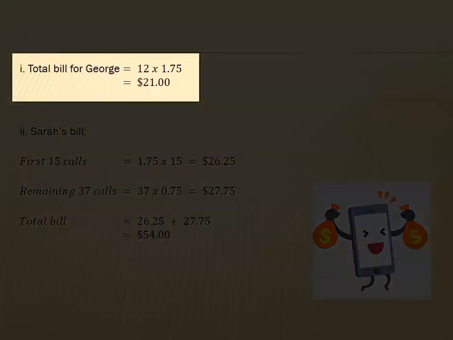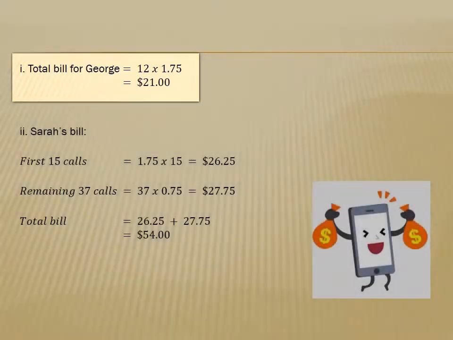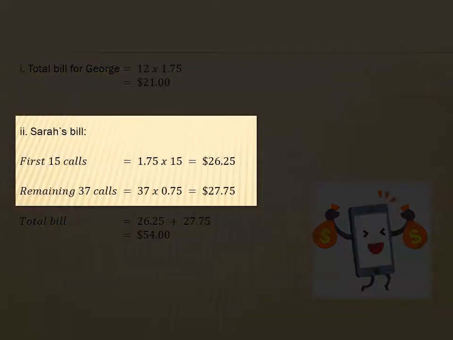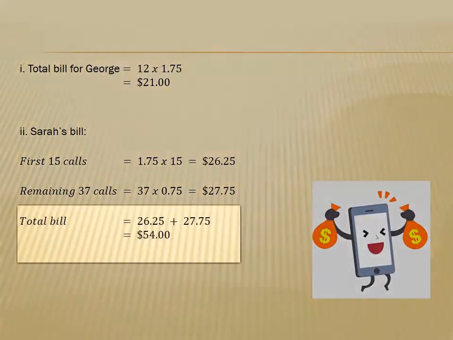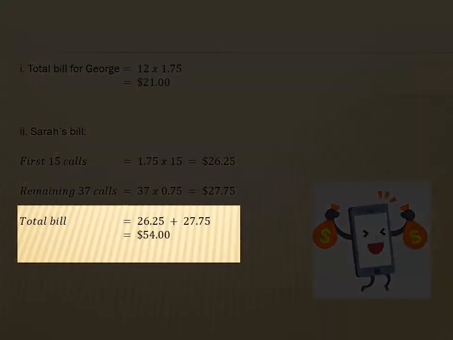So the total bill for George would be 12 by $1.75 since he made less than 15 calls, which is equal to $21. In part 2, Sarah, who made 52 calls, so her first 15 calls would be $1.75 times 15, which is equal to $26.25, and her remaining calls would be 52 minus 15, which is equal to 37, so that would be 37 by 75 cents, which is equal to $27.75. Therefore, her total bill would be the sum of the two, which is equal to $54.